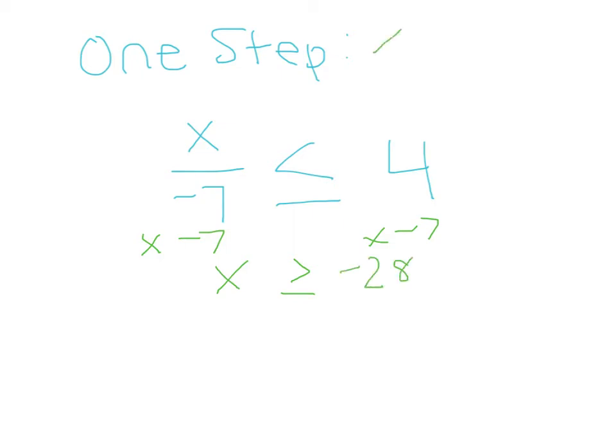Now to graph it, you're going to have to do your number lines. And it's going to be a filled-in circle. And since the value of x is greater than -28, it'll be an up arrow.